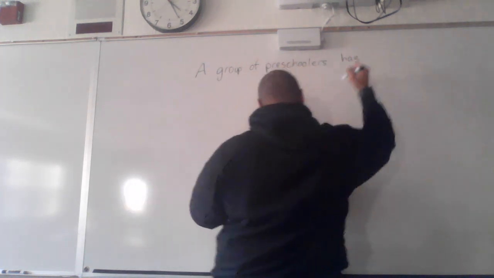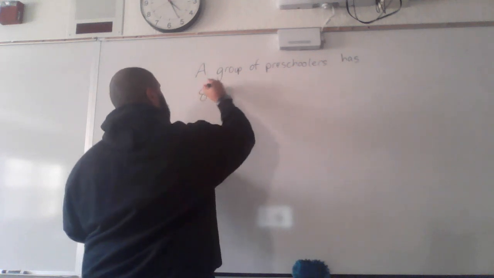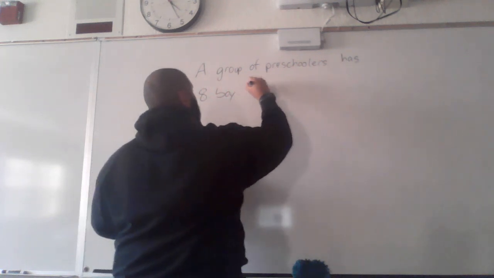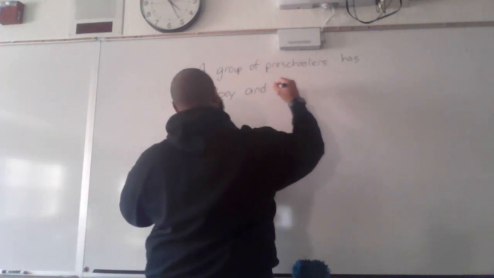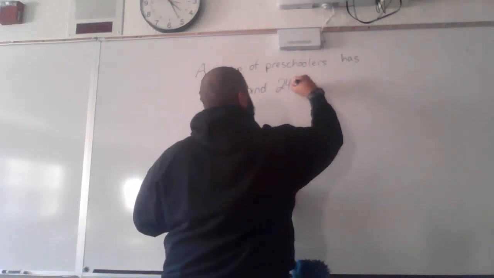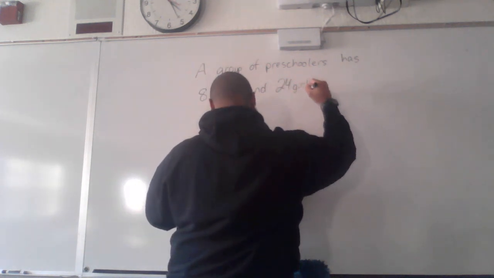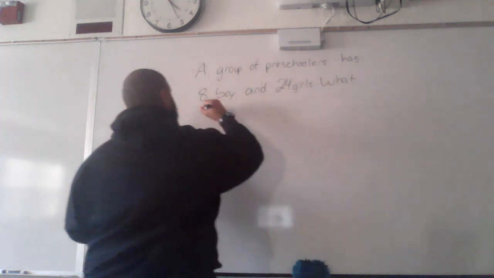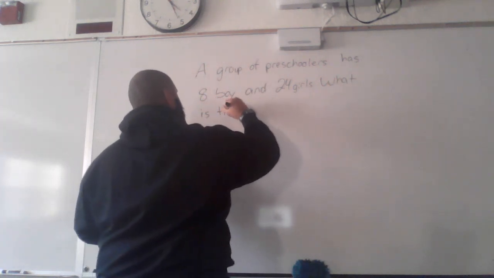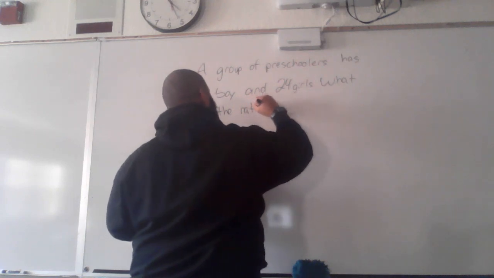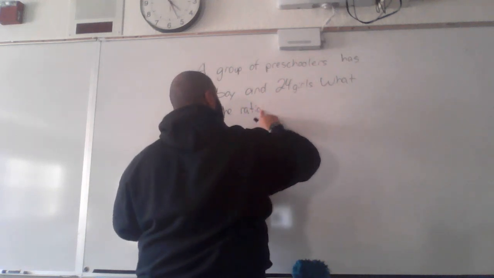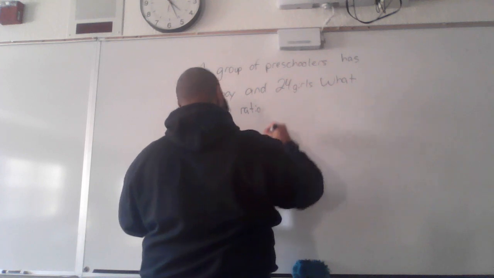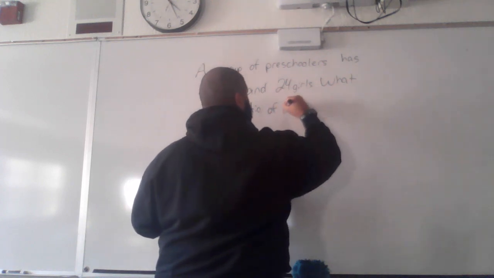So this next question says, a group of preschoolers has 8 boys and 24 girls, okay? What is the ratio of girls to all children?